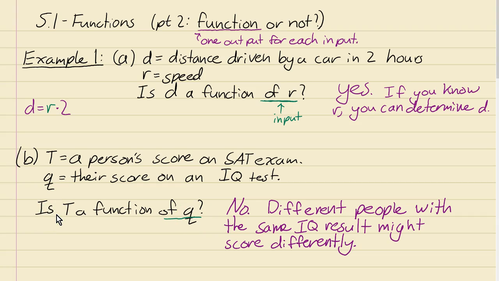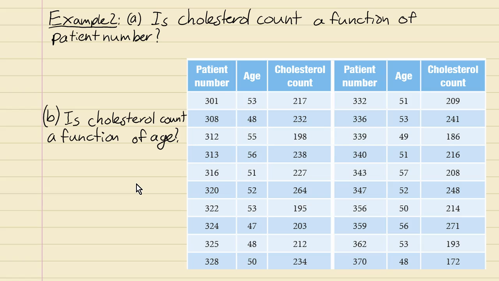Let's look at some more examples. With this one, we've got a table with 3 variables: patient number, age, and cholesterol count, which are just repeated here with more data. So first question, is cholesterol count a function of patient number? In other words, this is saying that cholesterol count is the output. If we say, is that a function of, then what's after the "of" is going to be the input. And is it true that for each input you have exactly one output and no more than one?